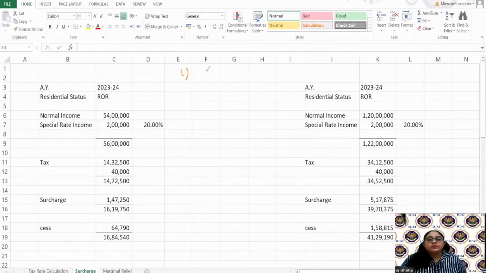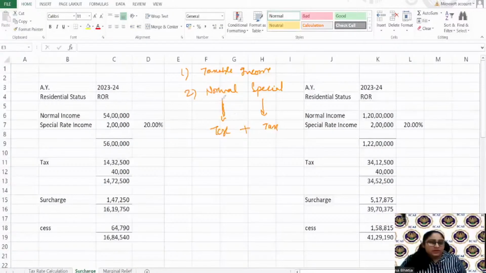Now, I told you step 1 is to compute the taxable income. Step 2 is to divide that taxable income into normal tax rates and special tax rate. Step 3, normal income pe calculate the normal tax, special income pe calculate the special tax. You will come to total tax. Then I told you health and education cess. But now take a break.